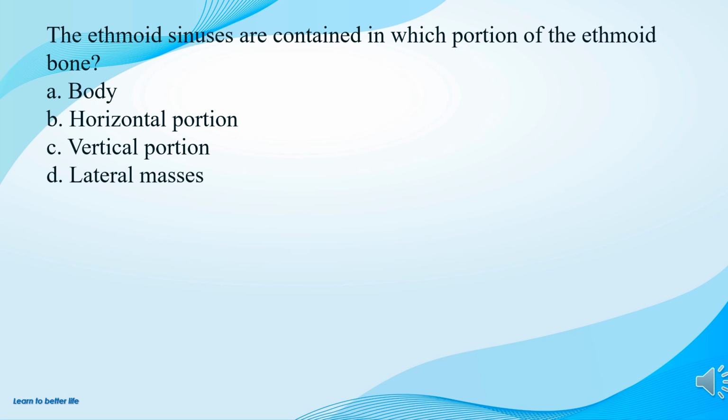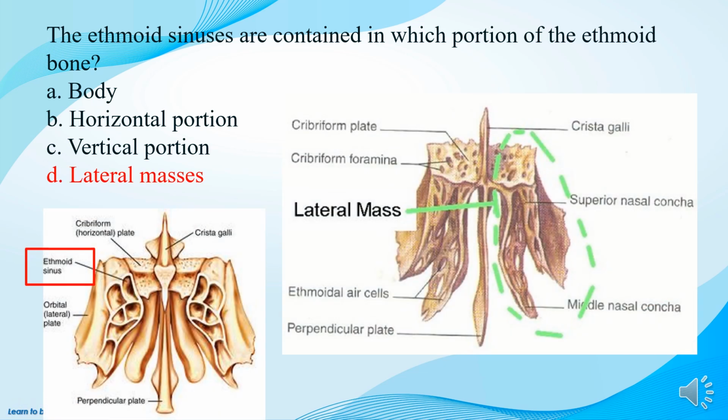The ethmoid sinuses are contained in which portion of the ethmoid bone? A. Body. B. Horizontal portion. C. Vertical portion. D. Lateral masses. The answer is D. Lateral masses.